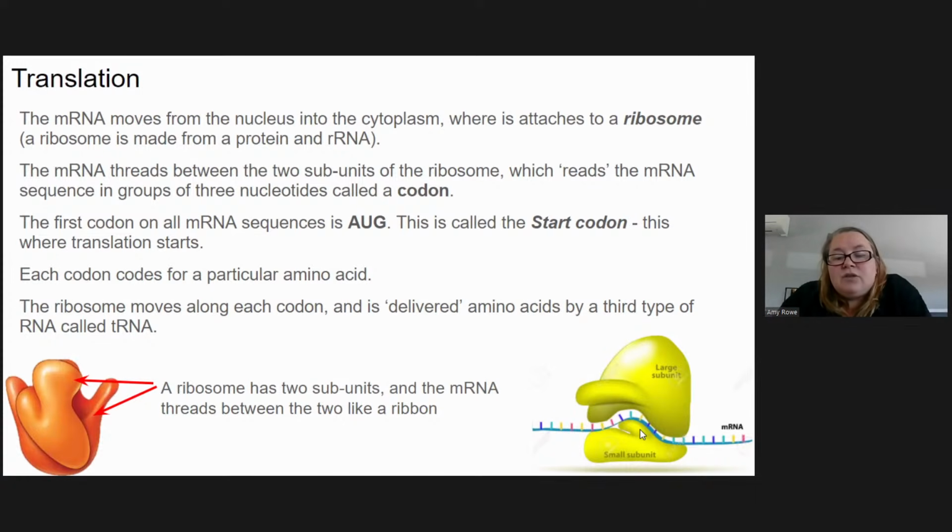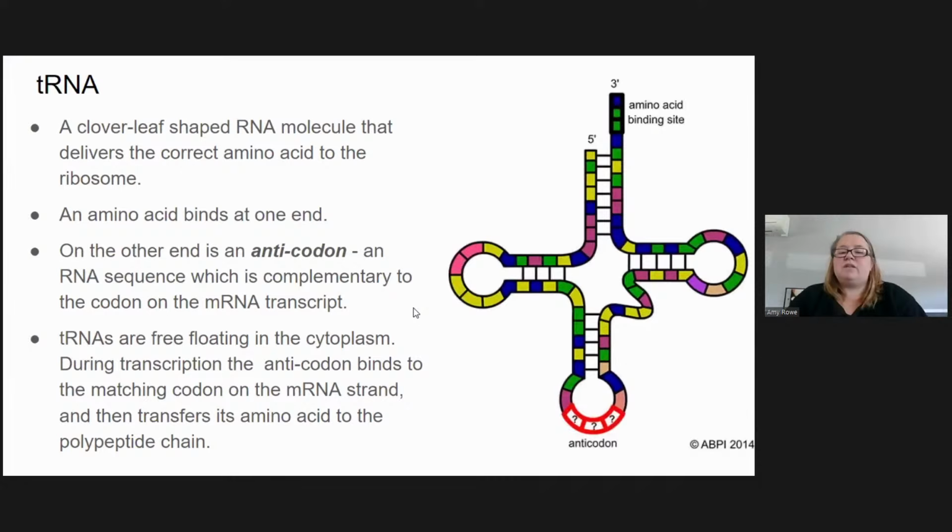Each group of 3 nucleotides, or each codon, codes for a particular amino acid, and the ribosome moves along the mRNA strand 1 codon at a time, and it is delivered the amino acids by a third type of RNA called transfer RNA. So here is our transfer RNA. Usually it's said to be a cloverleaf-shaped molecule, which is this one here. The sequence here is all tRNA.